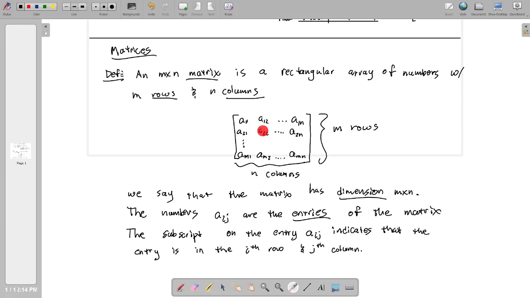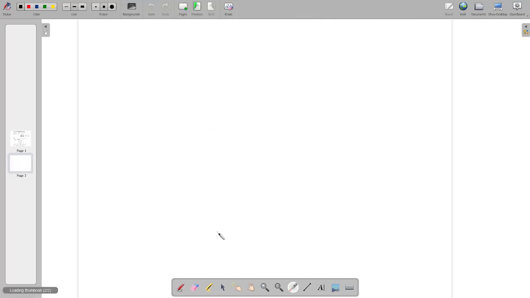So notice here, a sub 22 is in the second row, second column, a sub 21, second row, first column, a sub 2n, second row, nth column. A sub m2 would be the mth row, second column, and so on. We can keep going on and on like this. Let me do an example just to show you, maybe cement this in a little bit.